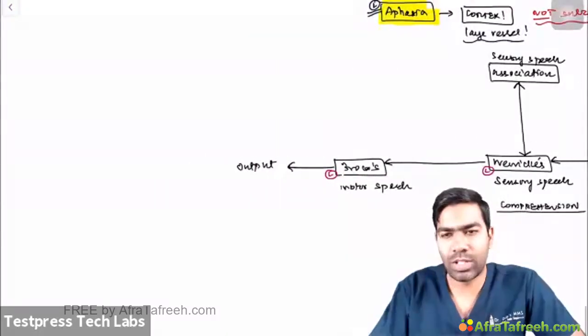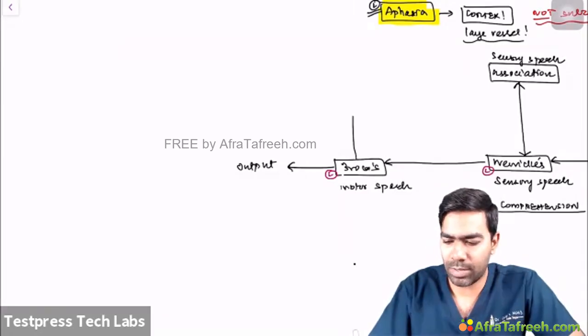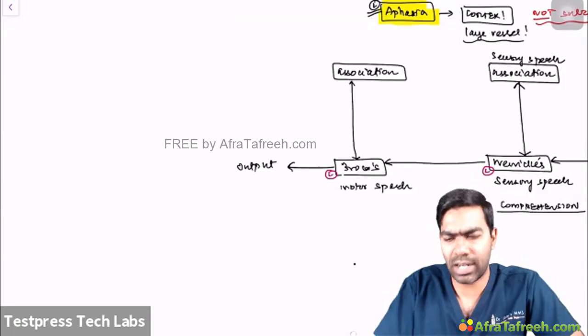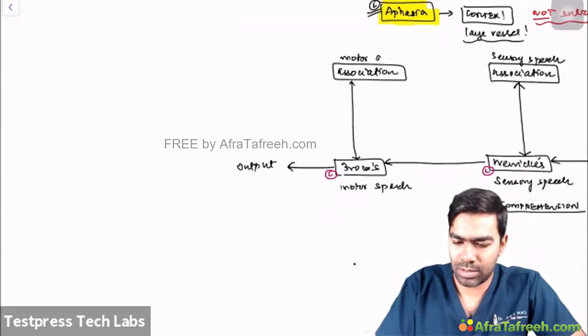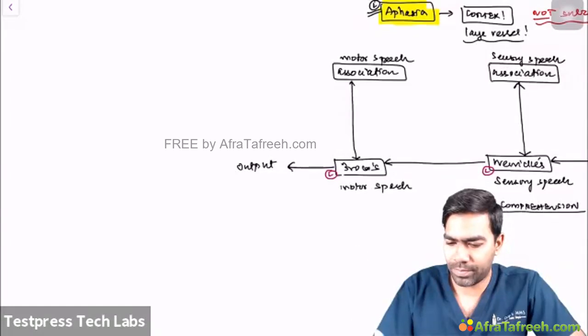Then, of course, even if Wernicke's gives the information to Broca's, Broca's still communicates with the higher centers with its own association areas. And this is really, really important for a lot of reasons. Many reasons are there, but let us understand one simple reason. Motor speech association area.